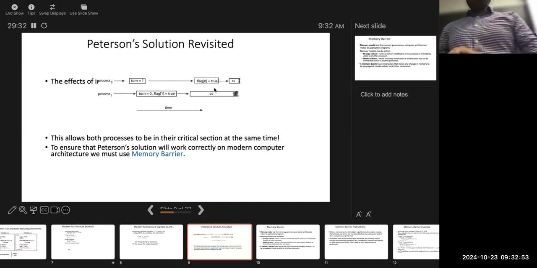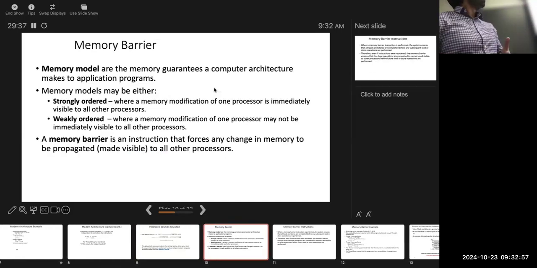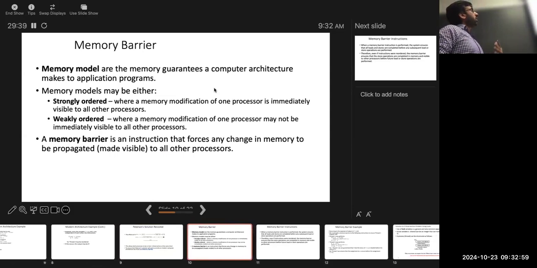Okay, so let me now read the slide. Here they are first trying to build the context and explain why memory barriers are needed. I have explained it, but in a different way. Let me just read and then also explain what it means.